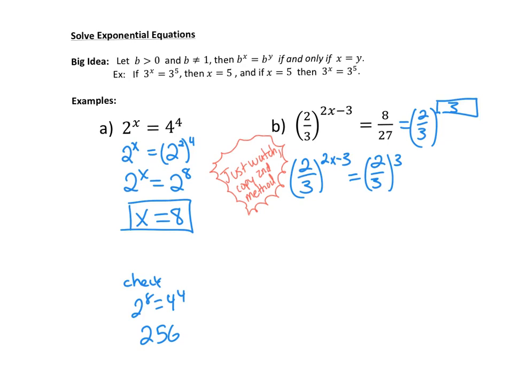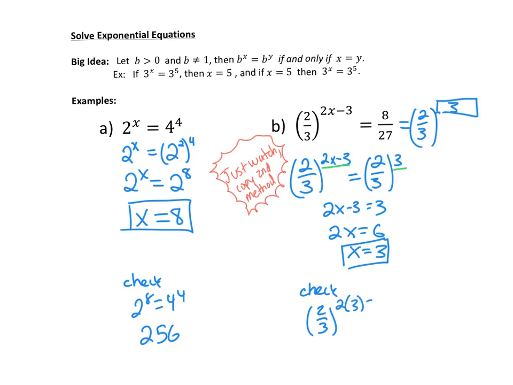Now we can set our exponents equal to each other. 2x minus 3 must equal 3, and then we'll solve from there. And I get x equals 3. As always, I could check this, so I would have 2/3 to the power of 2 times 3 minus 3, which is 2/3 to the third, and that does, in fact, equal 8/27.